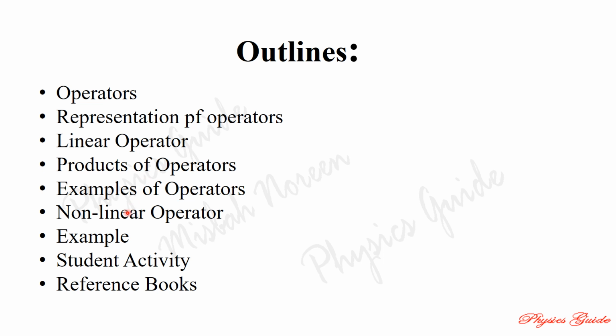After that we define the non-linear operator, which is the opposite of the linear operator. If an operator does not satisfy any condition of a linear operator, then it is a non-linear operator. After the examples we solve whether an operator is linear or non-linear. In the last part, student activities, related examples for all students to solve, and finally the reference books.